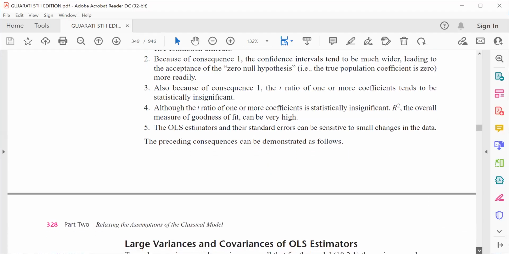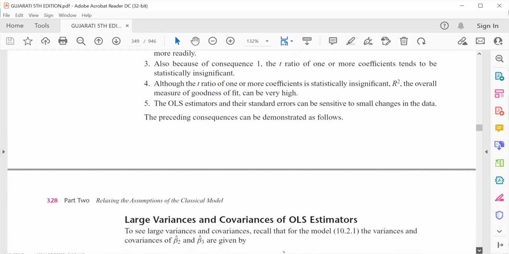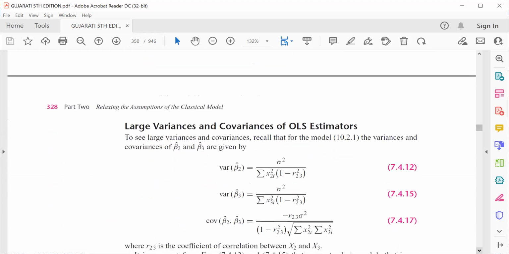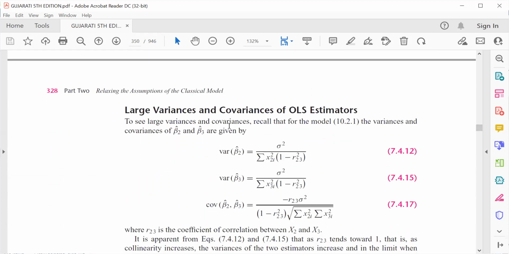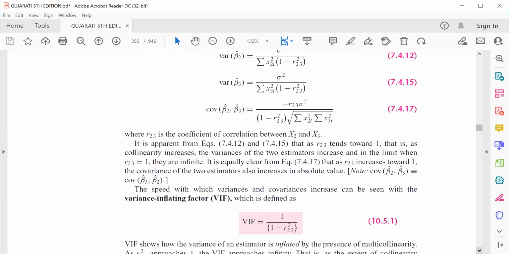Number 5. The OLS estimators and their standard errors can be sensitive to small changes in the data. For example, if we add some data to our model, the coefficient estimates will change, and also the standard errors of the parameters. In the presence of large variance and covariance, we have insignificant coefficients of parameters.